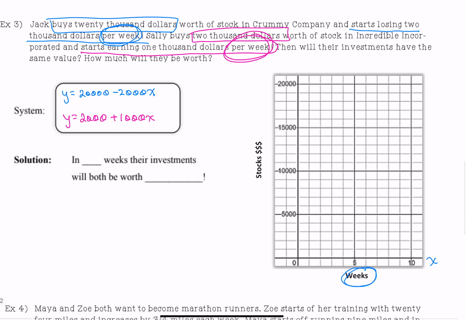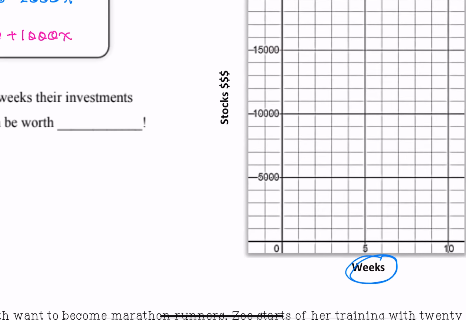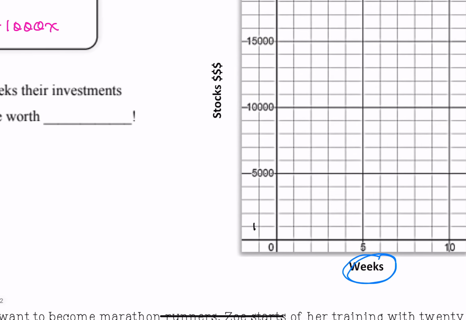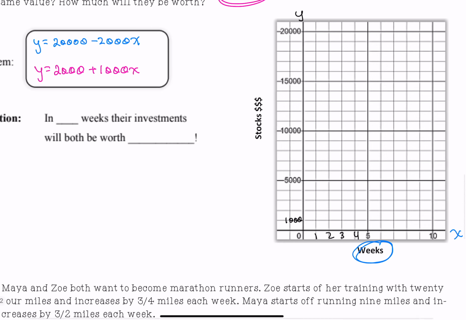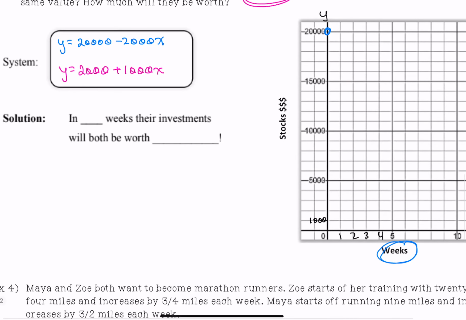Now look at our graph here, because we need to know this before we mess up. Our tick marks this time are counting by 1,000s, okay? Versus the x-axis is counting by 1 still. So the y-axis is counting by 1,000s, and the x-axis is counting normally. Jack's equation starts up here at 20,000. If he loses $2,000, that means he goes down 1,000, 2,000, and then right 1 for his graph. And we're just going to repeat that movement all the way down.